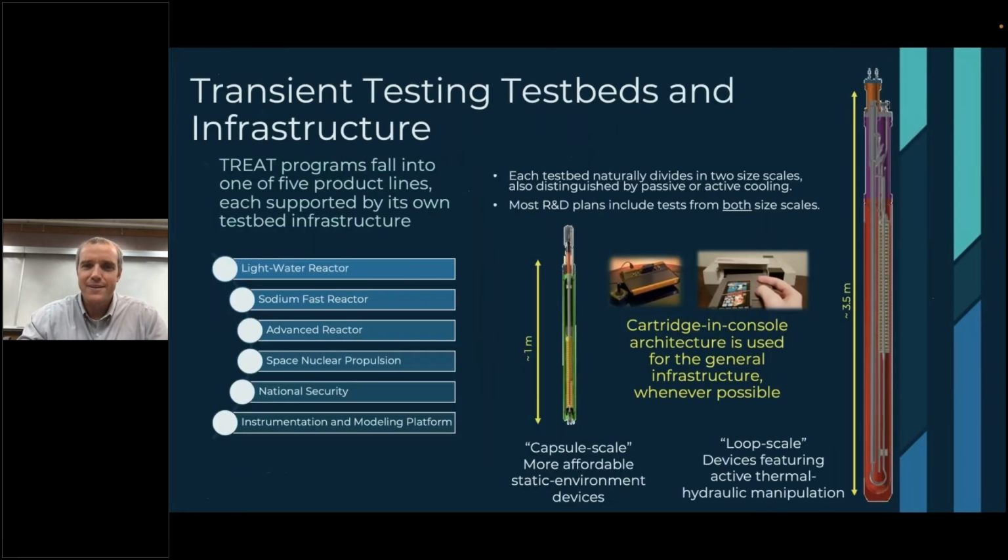Yeah, there's the giveaway. All right, so as far as the experimental infrastructure that we use in the test reactor, a given experiment needs to bring its own experimental infrastructure, its own device, to be able to actually use TREAT effectively. Currently, today, we say we have essentially 5 main product lines. I added a 6th here because it's not really a product line, but it's something that has begun to really take center stage with some of the things we do at TREAT: instrumentation and modeling platform.